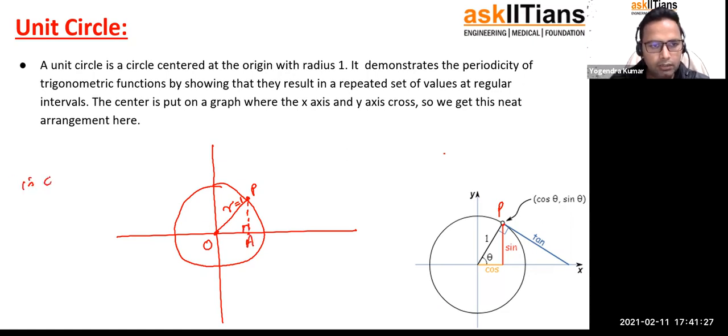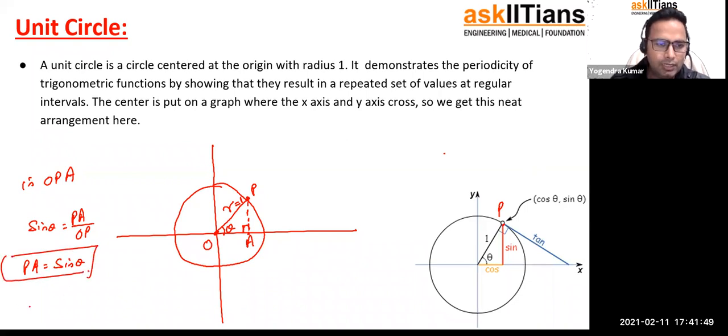So in triangle OPA, if this angle is theta, what is sine of theta? PA divided by OP, and OP is 1, so PA is equal to sine of theta. Similarly, cos of theta is OA divided by OP. OP is again 1, so OA is equal to cos theta.